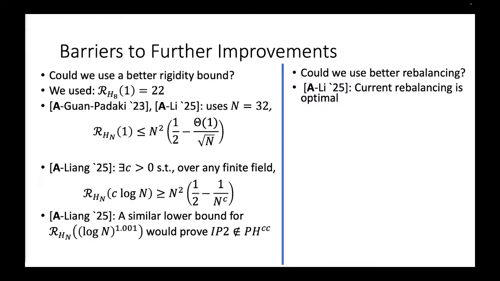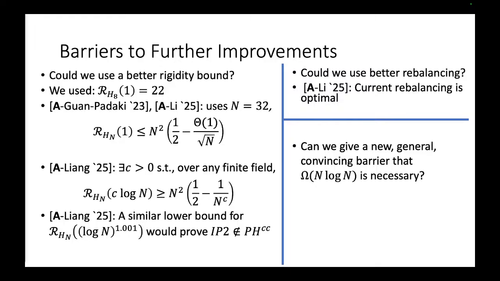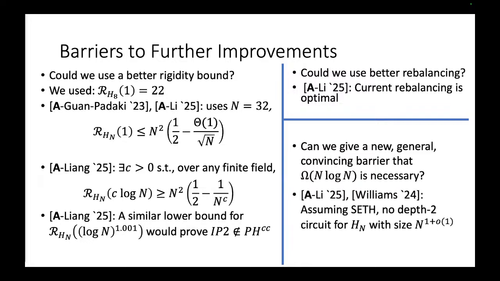We got down from 1.5 to 1.45. How far could you hope to go? You could ask, could we give a new general convincing barrier that you need n log n? Now that I told you, rigidity is not on its own going to prove this. So together with Baitian, we proved a short step in that direction.